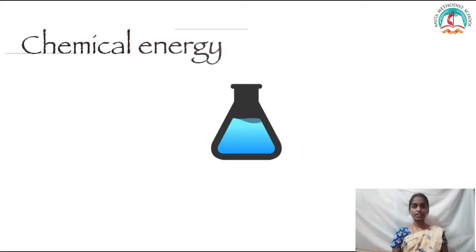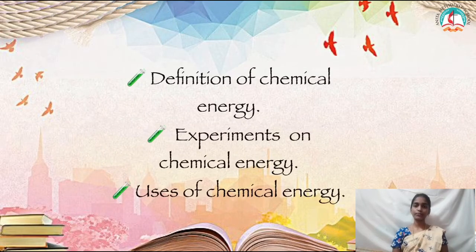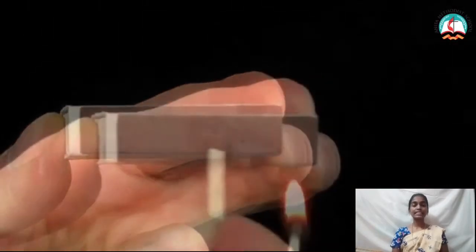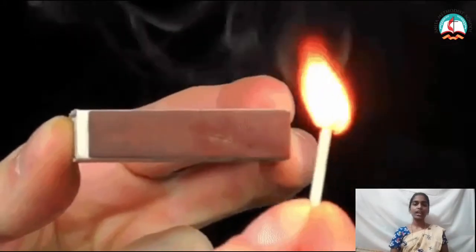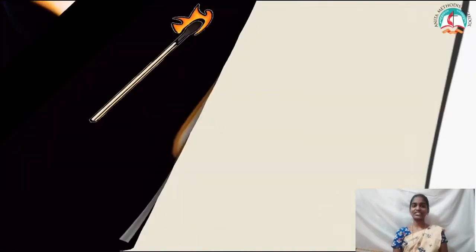Our today's topic is about chemical energy. In this video, you will come across the definition of chemical energy, experiments, and a few uses of chemical energy. Children, have you ever noticed your mom using the matchstick? What happens to it? Yes, the stored energy of the chemical gets joined together. It gives us heat energy and thermal energy. It can also give us light energy.